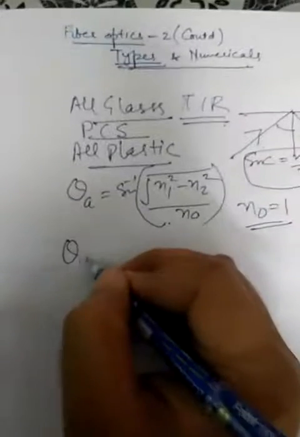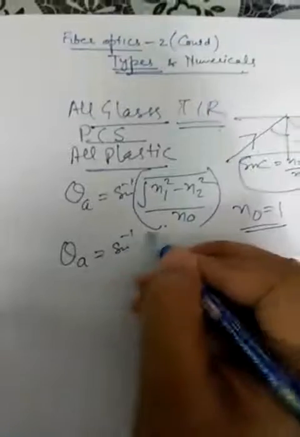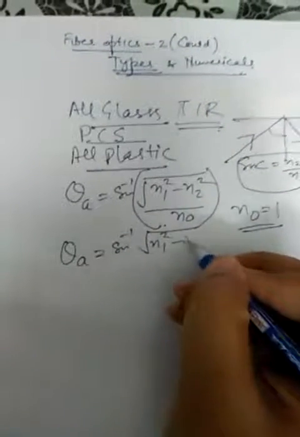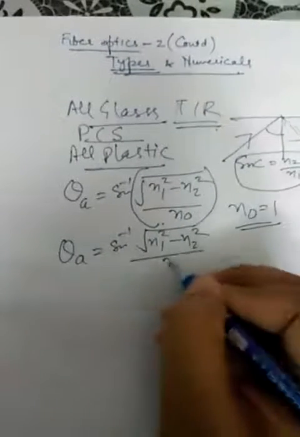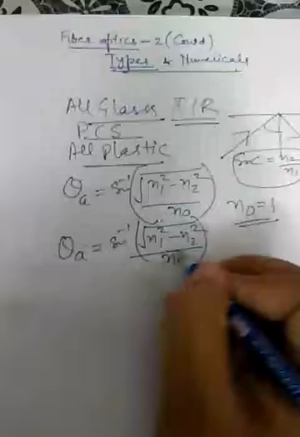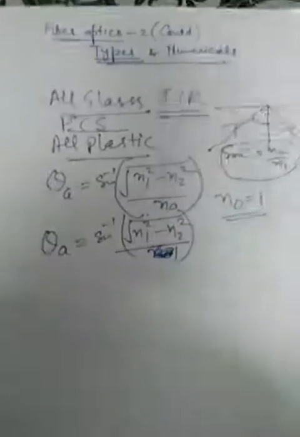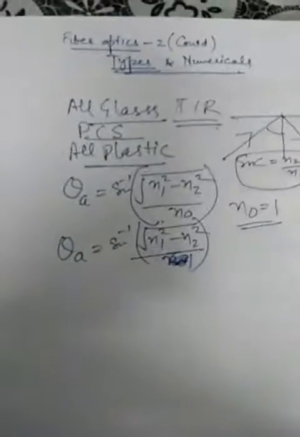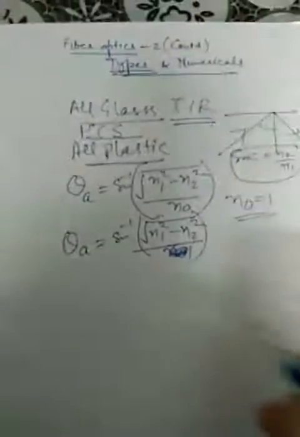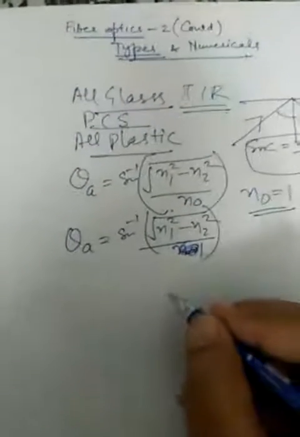So the angle of acceptance comes out to be equal to sine inverse of root of n1 square minus n2 square upon n0. So this is upon 1. So the acceptance angle means the angle at which the light is accepted into the fiber, so that the maximum light is going to be accepted in.